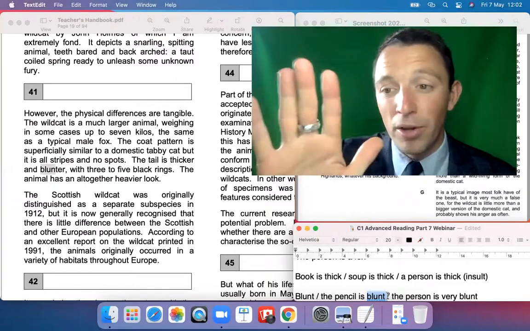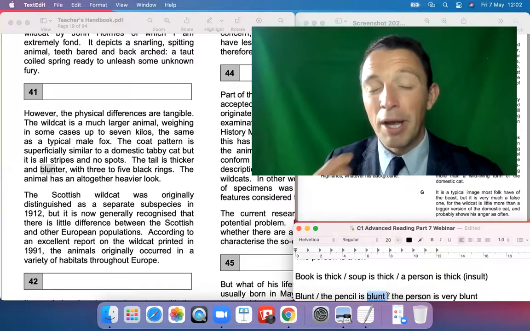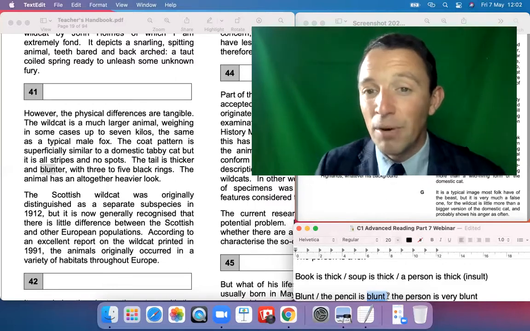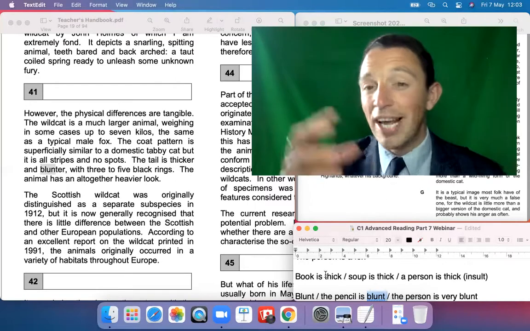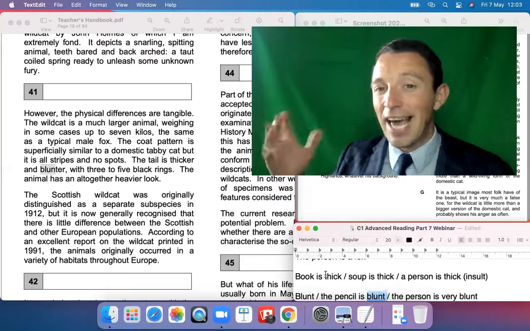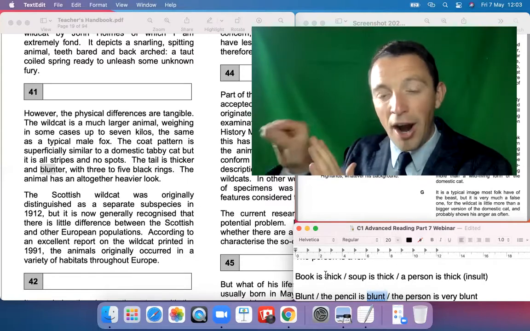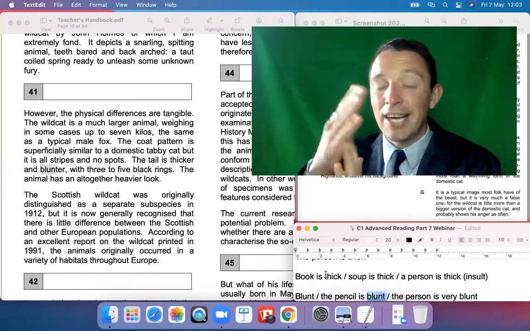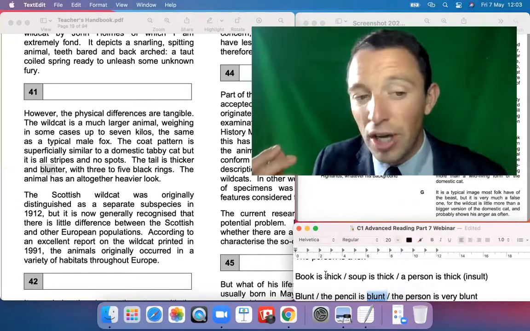So if the person is very blunt, they're very honest, but maybe they're very, very rude. And that's a really typical expression as well. Here it's related to the tail of the animal. The tail is blunt. The opposite is sharp, but in this situation, the tail of the cat is blunt. Okay, so just good vocabulary.